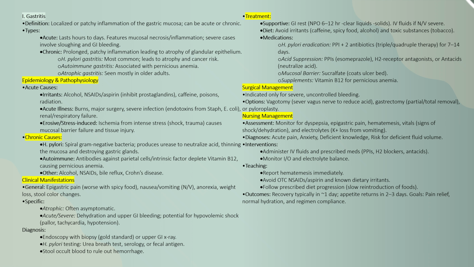The actions are to administer IV fluid per doctor's orders, and H2 receptor antagonists, antacids, and PPIs as prescribed. Teach the patient to report hematemesis immediately, take medication as prescribed by the physician, avoid irritants such as NSAIDs, alcohol, and spicy foods, and follow dietary guidelines for reintroduction of food.